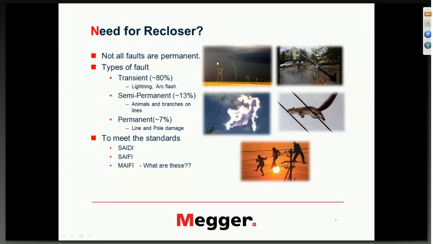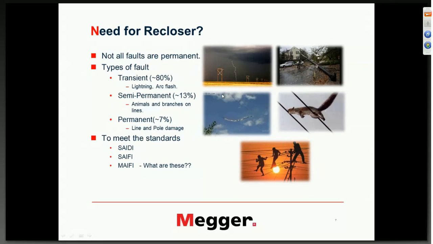So the first picture here shows a lightning strike on the transmission line. That is going to last for maybe a couple of seconds, and then it is going to disappear. So I can consider that a transient fault. The second picture looks more damaged. So this I can consider a permanent fault.